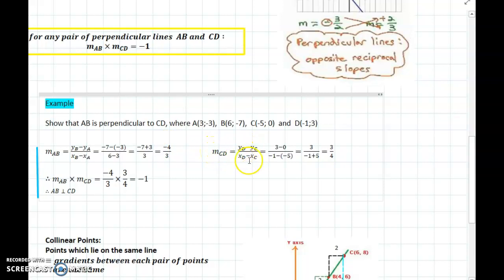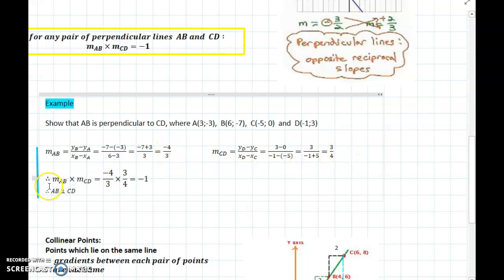So it's the formula here, change in the y over the corresponding change in the x. So yD, it's 3 minus 0 over negative 1 subtract xC, which is minus 5. So on top we've got 3, and at the bottom we've got negative 1 plus 5, and that gives you 4 at the denominator. So note already I can see opposite signs.